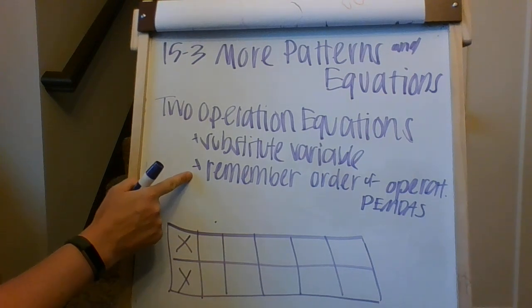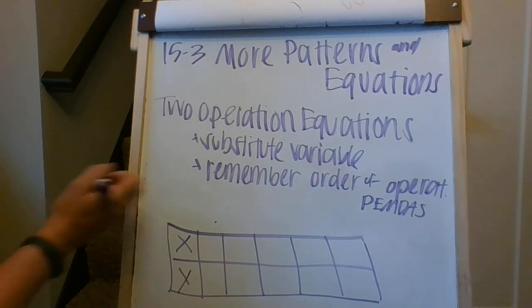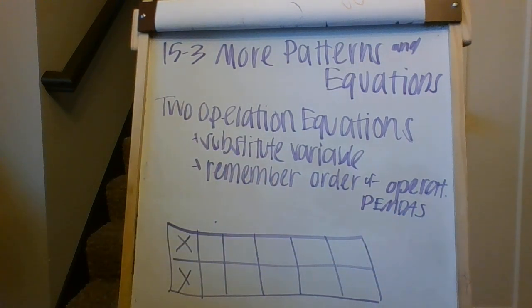One thing to keep in check is just remember our order of operations. Think about PEMDAS. So you need to make sure that you're doing your multiplication and division first, and then you're adding and subtracting.